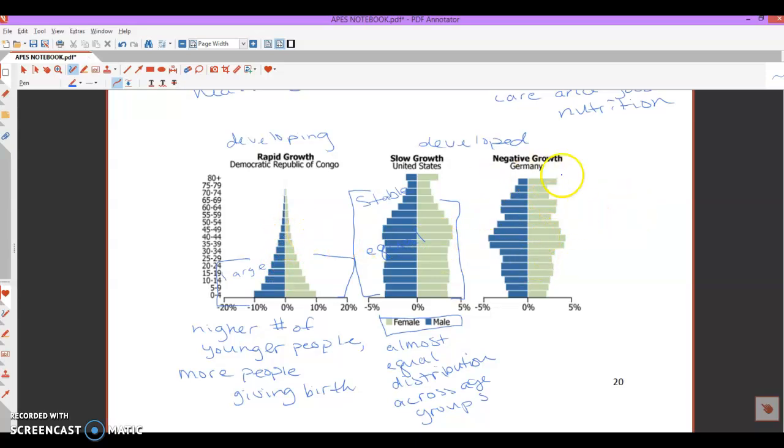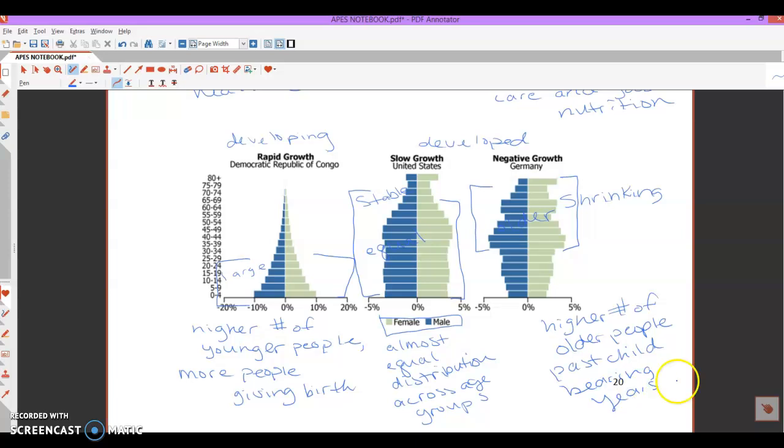Negative growth means that the population is shrinking. The reason is because the majority of your population is older. So you have a higher proportion at the top where the age groups are older. So you have a higher number of older people past childbearing years.